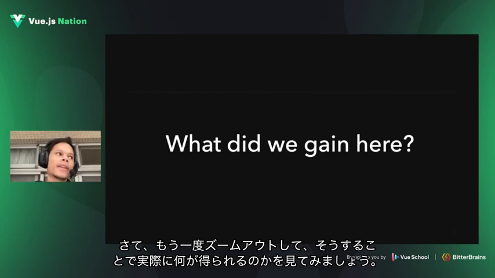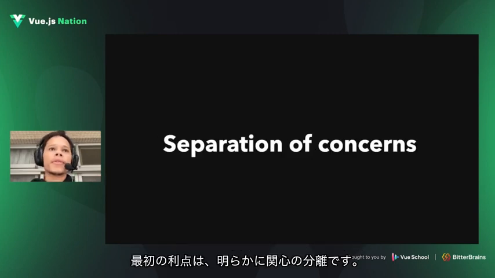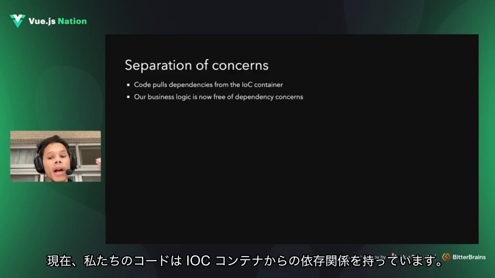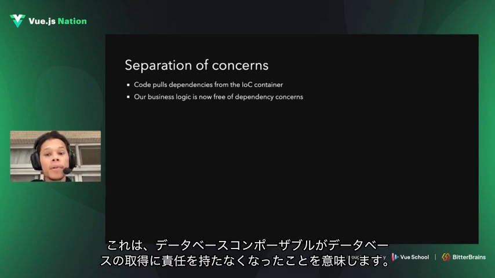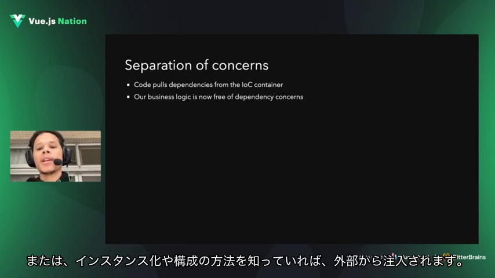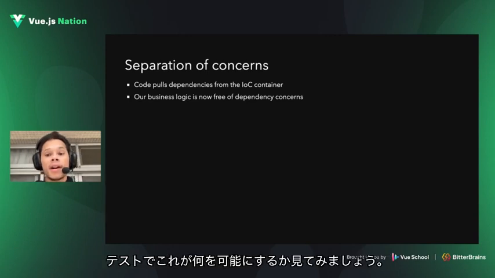All right, let's zoom out again and see what we really gained by doing so. The first benefit, obviously, is the separation of concerns. What do I mean by that? Now our code pulls its dependencies from the IOC container. So our business logic is completely free of dependency concern. This means our use database composable is not responsible anymore for retrieving the database or knowing how to instantiate it or configure it. It is injected from the outside. Let's see what this unlocks in our tests.